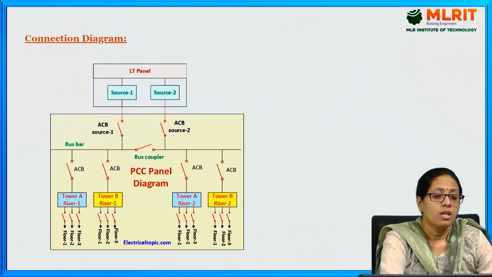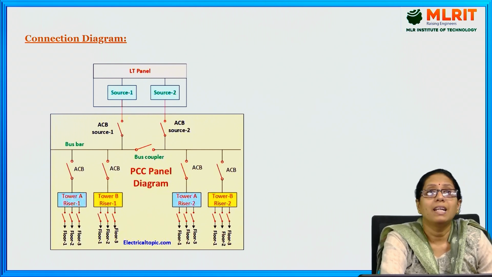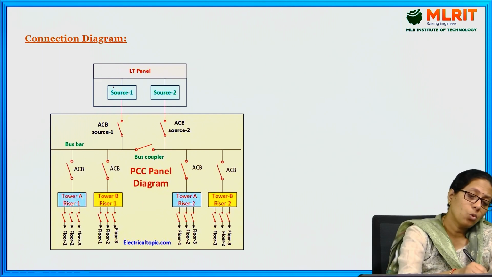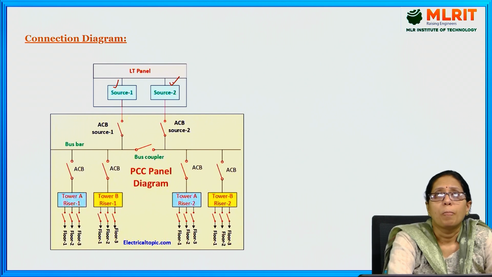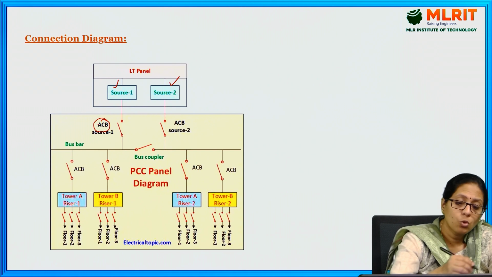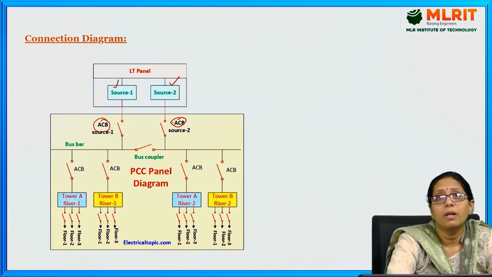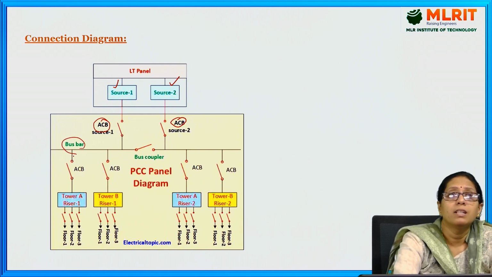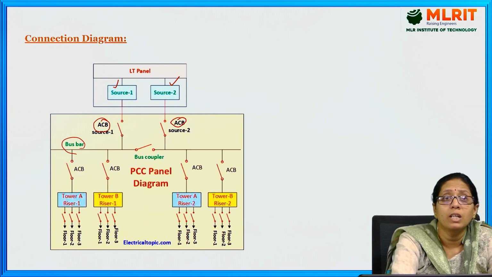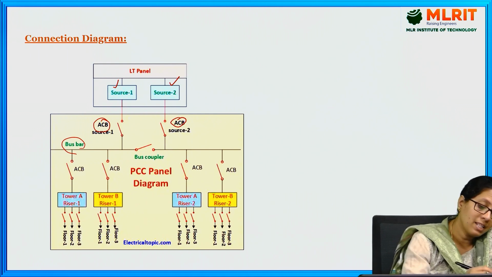Here you can see a simple connection diagram which is connected to the LT panel. The LT panel is connected to two sources, source 1 as well as source 2. Source 1 is connected to an ACB, that is air circuit breaker, and source 2 is connected to another air circuit breaker for switching purposes, which is connected to a bus bar here. The first source, in addition to this ACB, is connected to the bus bar, and this bus bar is again connected to two circuit breakers.